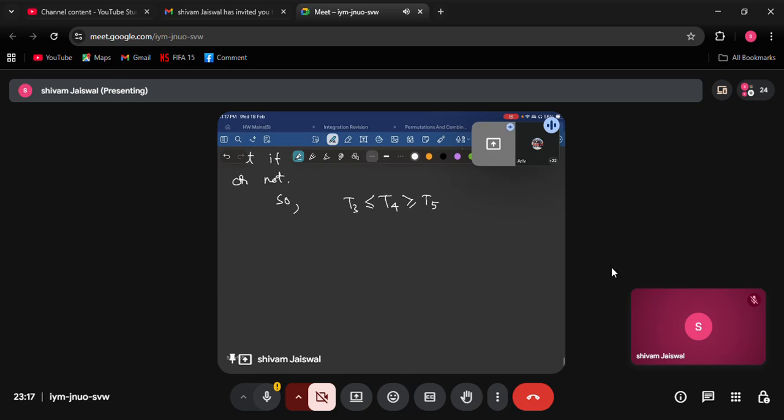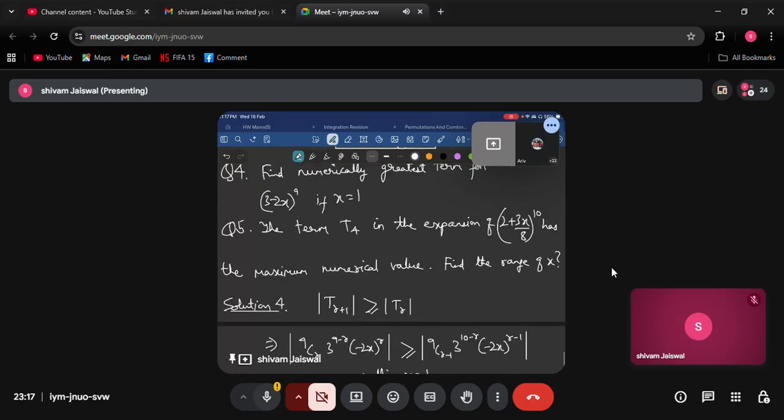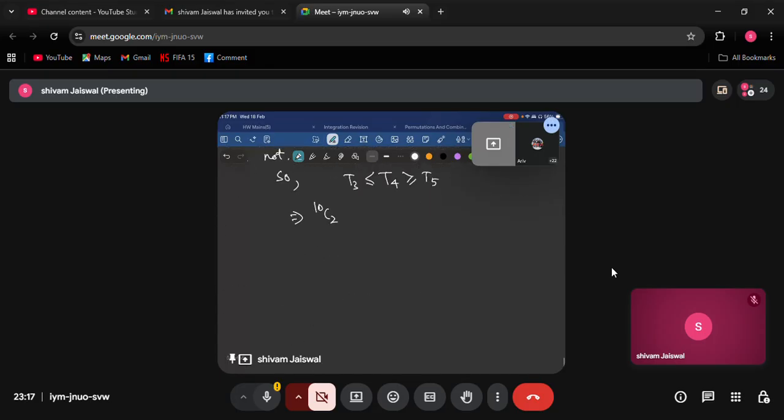Okay, let us start. What is T3? T3 is 10C2 into 2 to the power 8 into 3x by 8 whole squared, which is less than or equal to 10C3 into 2 to the power 7 into 3x by 8 whole cubed, which is greater than or equal to 10C4 into 2 to the power 6 into 3x by 8 whole to the power 4.